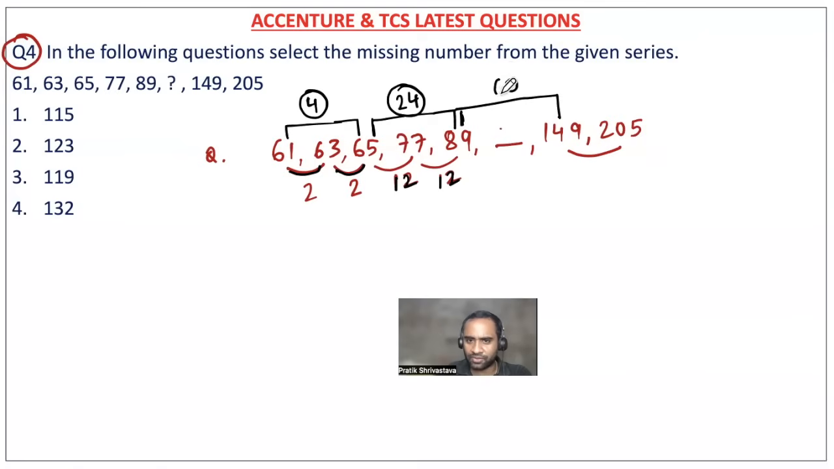So 9 minus 9 is 0, 60. So this will be divided in two parts, 30 and 30. So 9 and 8, 3, 11, right? And again, if you add 30, it will be 149. So that means the missing number was 119. So this question was a little tricky. You had to solve it very, very carefully in the examination, and then only you will be able to solve it.